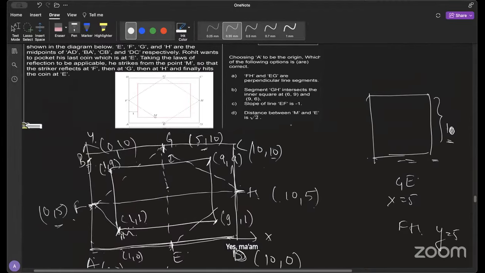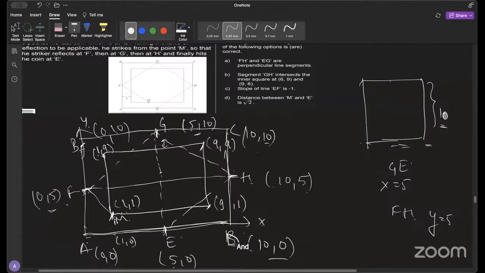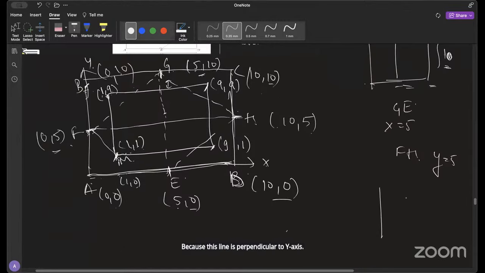So what we need here is to check these two. One thing is you can already see, and while I say that you shouldn't be checking it from the diagram, this is pretty clear because this line is perpendicular to the y-axis. So your GE is parallel to the y-axis. This is the y-axis, this is GE. GE is parallel to the y-axis, and the other line that's given to you, FH, is parallel to the x-axis, and the x and y-axis are perpendicular to each other, right? They are at an angle of 90 degrees.